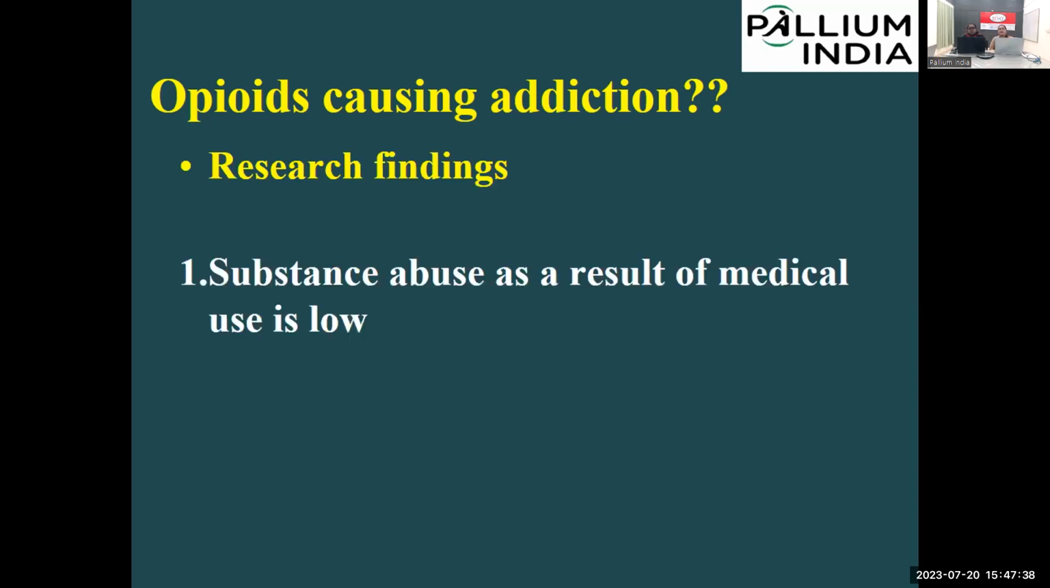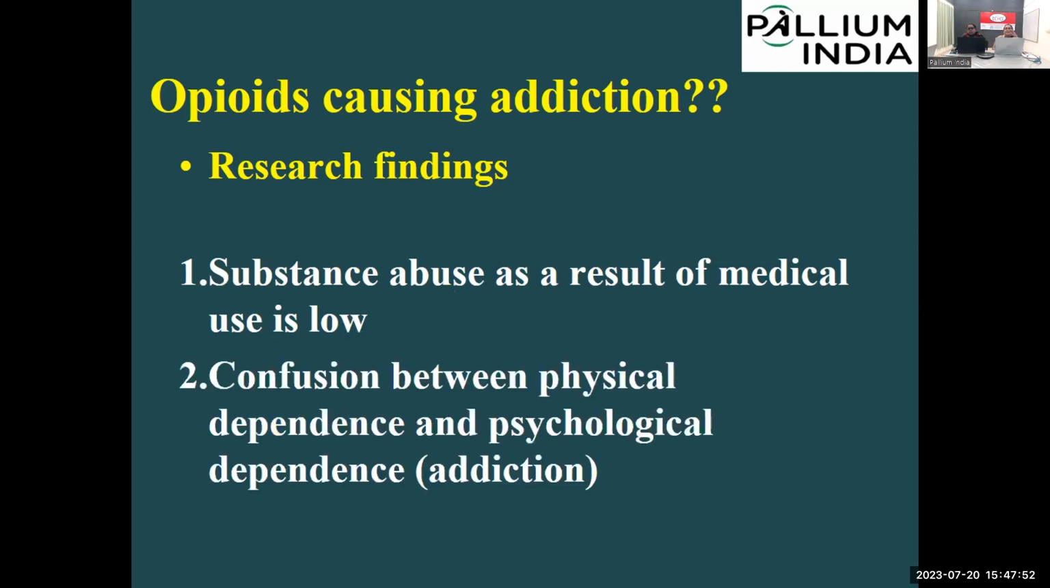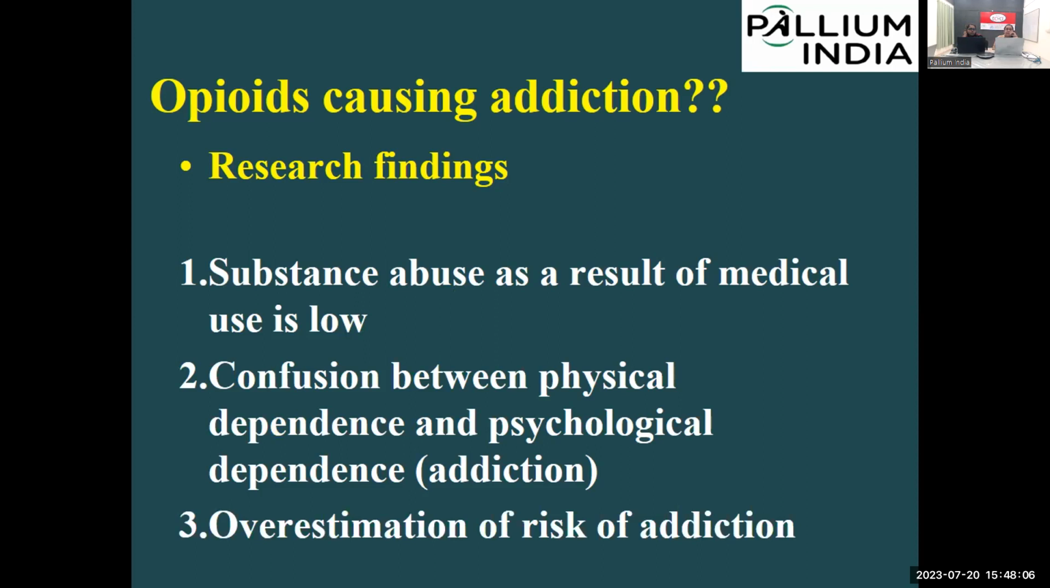As per the research, when opioids are used for medical purposes, or medically prescribed, substance abuse is very low. So medical prescriptions are very unlikely to produce substance abuse. Research also shows that there is a confusion between physical dependence and psychological dependence or addiction. Some people overestimate the risk of addiction. They are very afraid that this will result in addiction in patients. So these are some research findings that I'm eliciting.